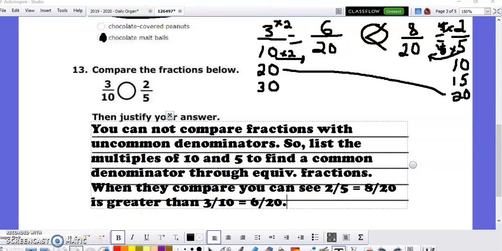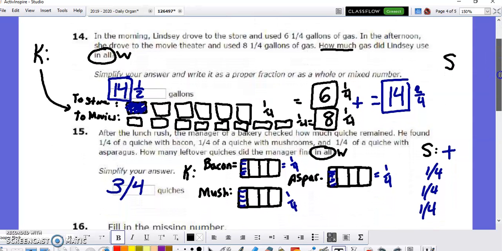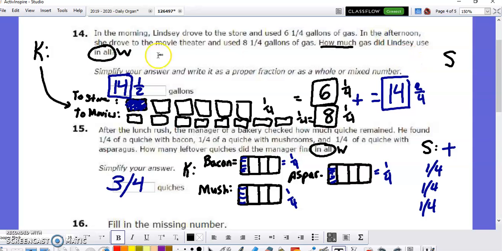Flip it to the back. We did these word problems at school. You can see a KWS, what I know, what I want to know, how I solved it, is listed. And I was able to determine, because of the words how much and in all, that in this case I'm adding, and the same for 15. The bar models with fractions can be very helpful to see, are we dealing with a mixed number like we have in 14, or just fractions like we have in 16?